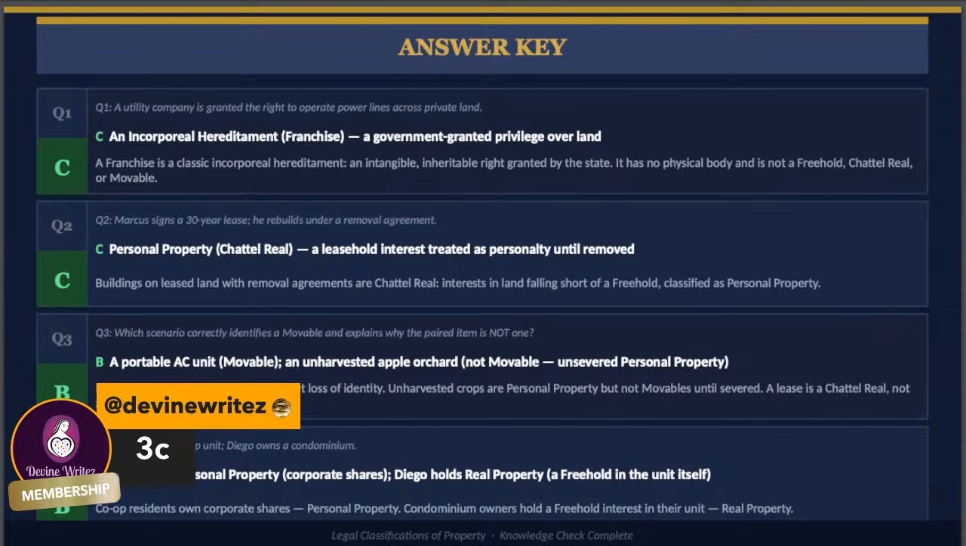All right, so we're on to question 4. Sophia owns a co-op, Diego owns a condo. What's the correct answer? It is B: Sophia owns personal property, the corporate shares of that co-op. Diego owns real property, a freehold in the unit itself, because there's an indefinite term of his ownership there. That's a freehold. Co-op residents own corporate shares, personal property. Condominium owners hold a freehold interest in their unit, which makes it real property.